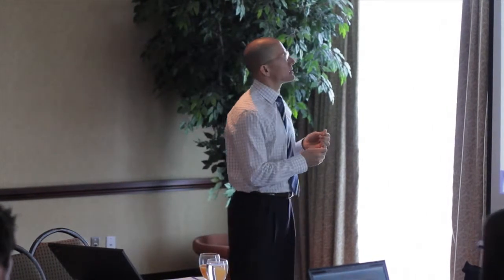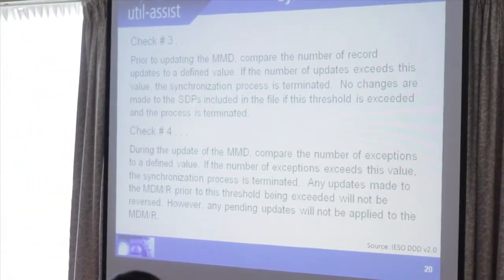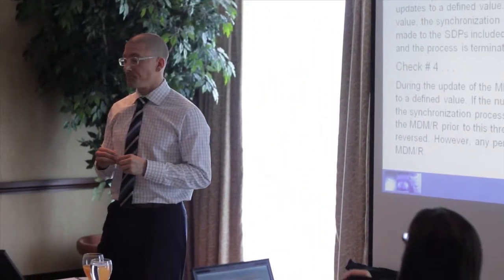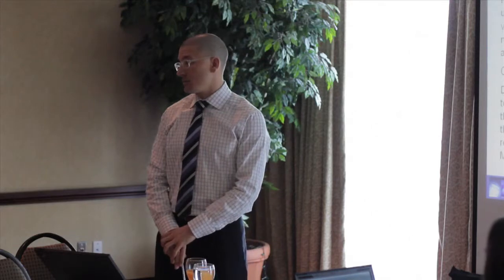The next 2 are updates and exceptions. So if they start processing a sync file and there's just way too many updates, they would say there must have been something wrong here. A good example of this would be you send in a sync file where all of your meter numbers have leading zeros. And then you do maybe a CIS upgrade or something, and all of a sudden the next sync file goes out and every meter number has no leading zeros. Did I say that right? Yeah, one had leading zeros, one didn't.